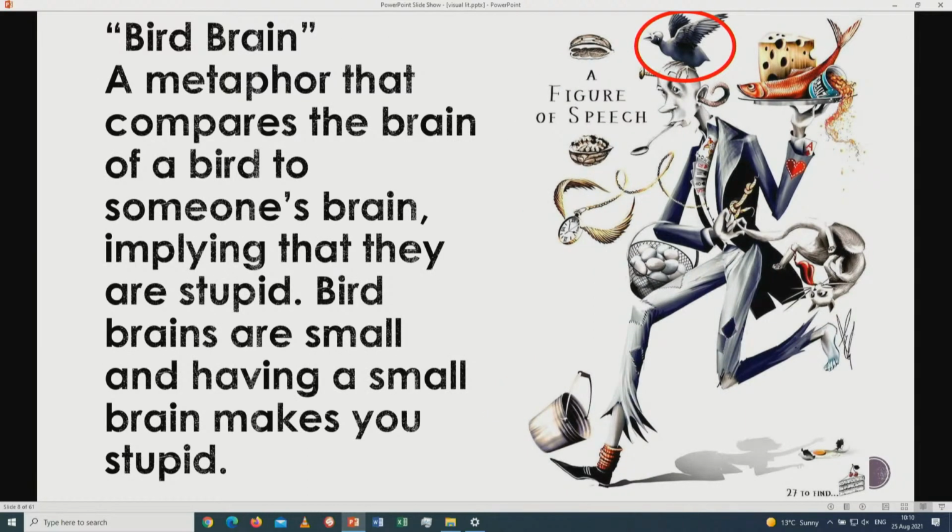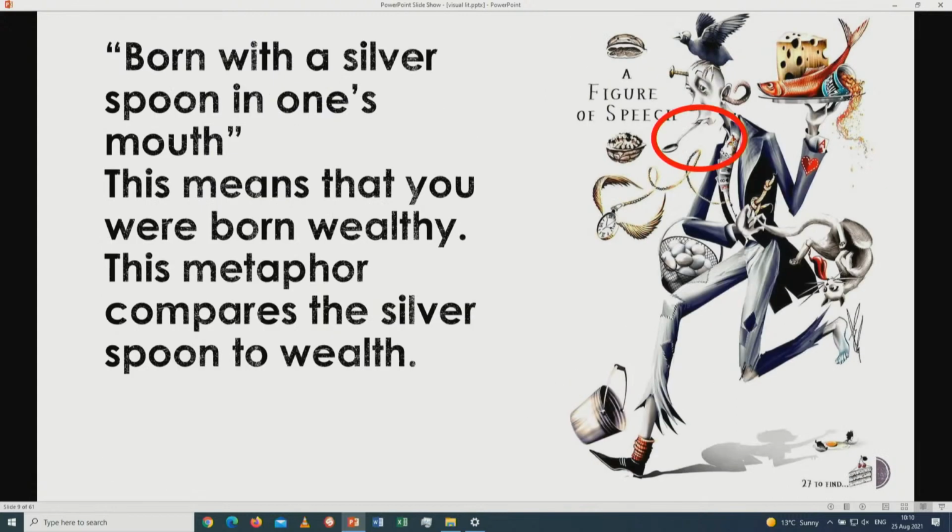Bird brain. You see the bird on top of the person. It is a metaphor that compares the brain of a bird to someone's brain. As we know that a bird's brain is small, it implies that someone's brain is small, implying that they are stupid. Bird brains are small, and having a small brain makes you stupid.